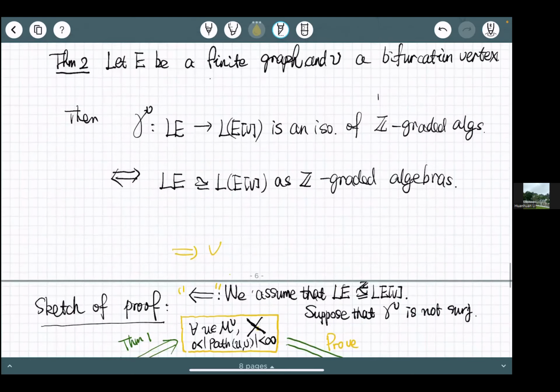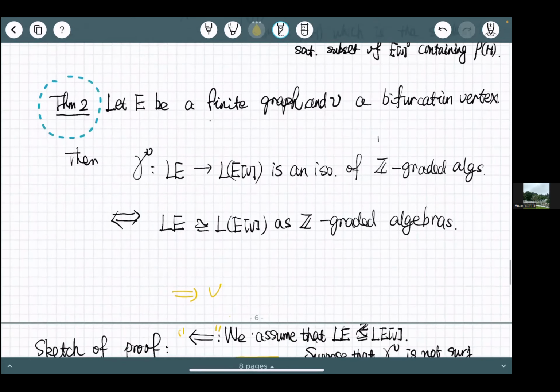So with this Theorem 2, I think this gamma V is a very special map. It can really distinguish LE from LEV.